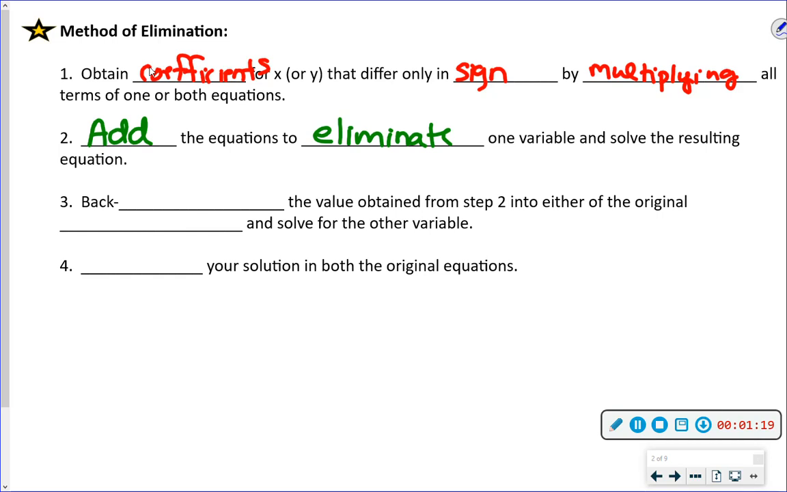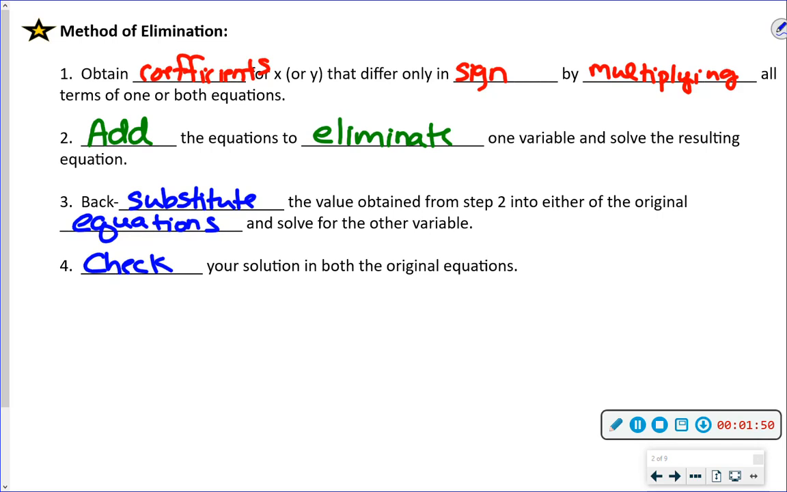Now, just like you did on substitution, once you have an answer, you know x is 7, you're going to back substitute the value obtained from step 1 into either of the original equations. And I put number 4 on for fun because I'm 100% sure nobody's going to do it: check your solution. Way to own it, we should check.